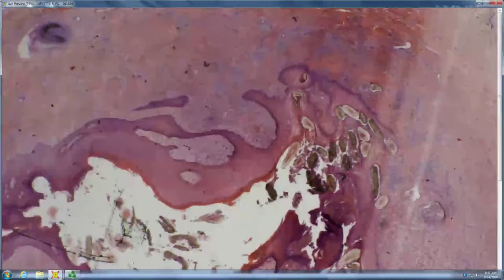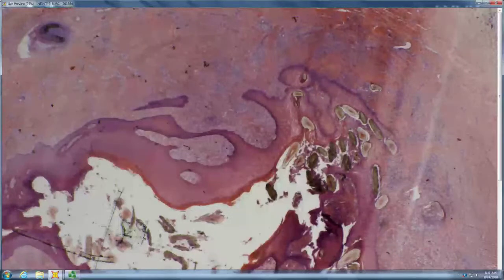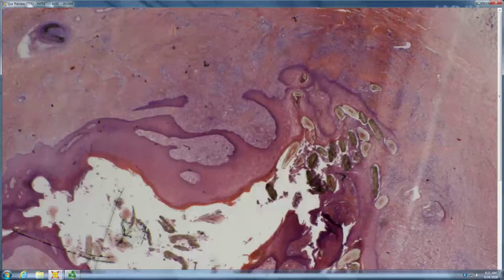I have a hair follicle with lots of hair shafts in it. Yep. A trichofolliculoma, where most of what you're seeing is that central pore-like opening with all the hairs coming out.